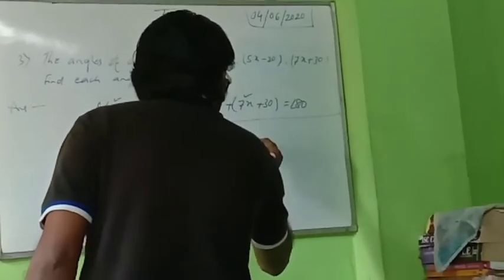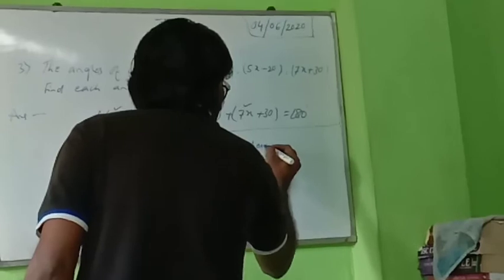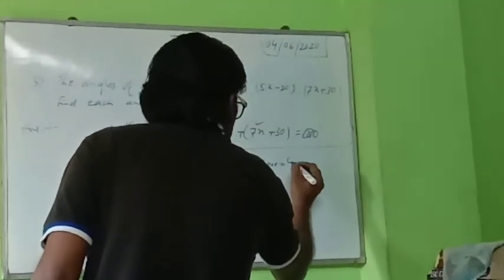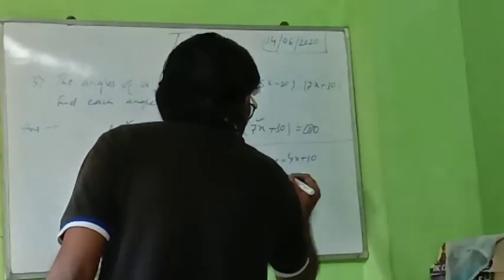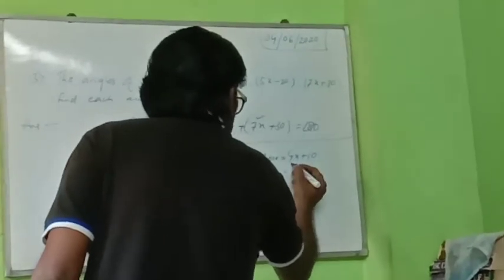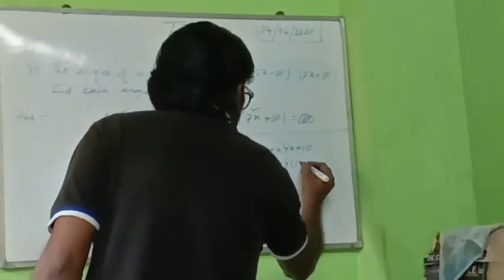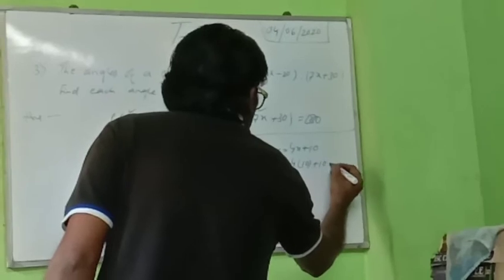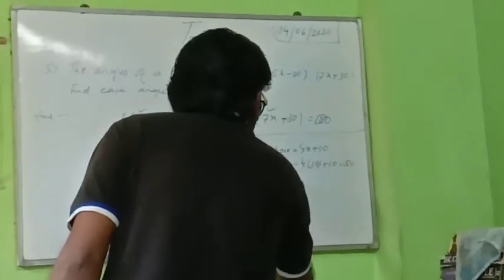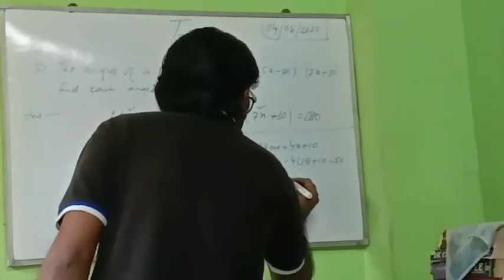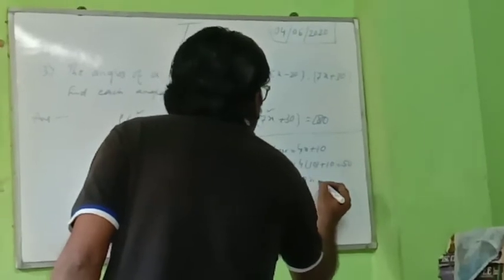First angle, first one means 4x plus 10. Put the value of x here. X means 10. 10 into 4, 40. 4 into 10 plus 10. It will be how much? 50 degree. Second one will be 5x minus 20 degree.